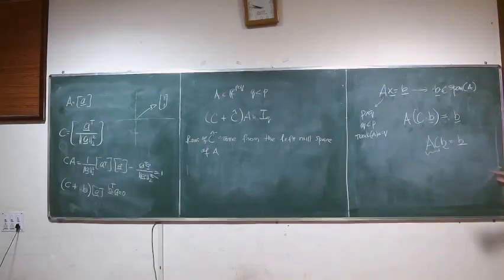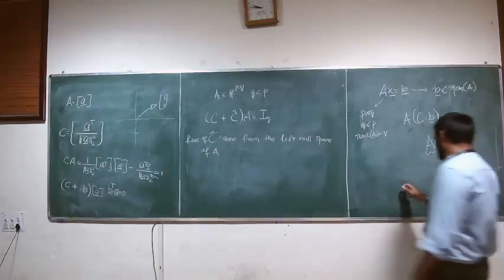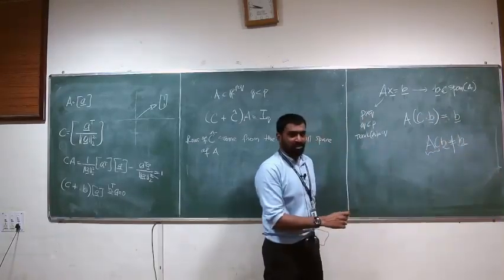Okay, it turns out this is not a problem because this is true only when B belongs to the span of A. If B is not in the span of A, if you do ACB, this is not equal to B. Okay. We've seen something like this before when we were talking about orthogonal projection.